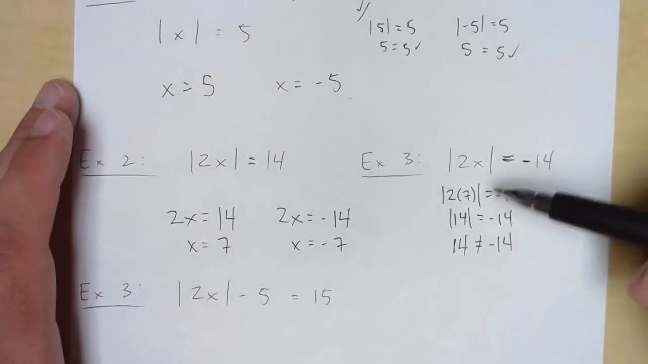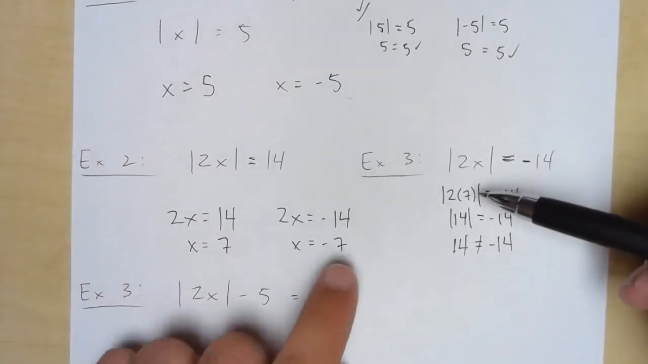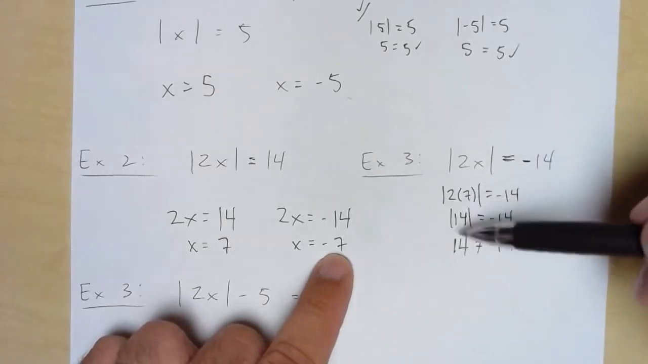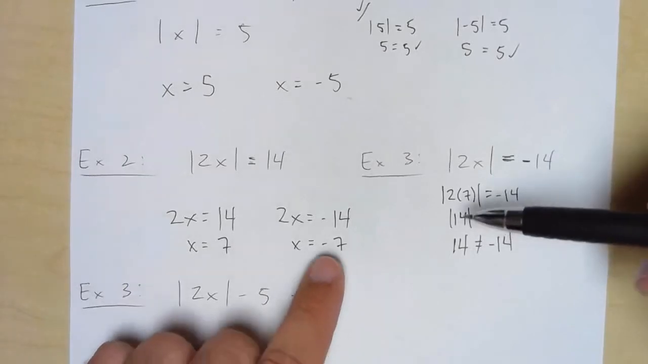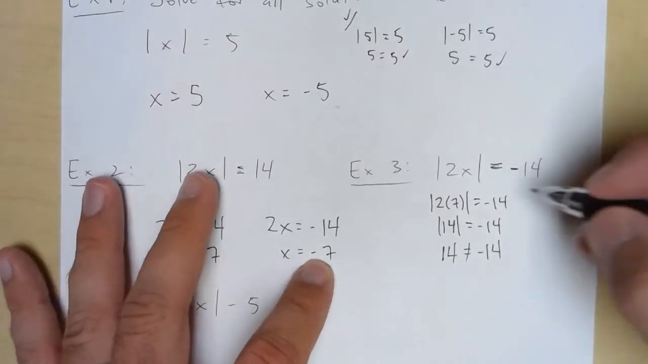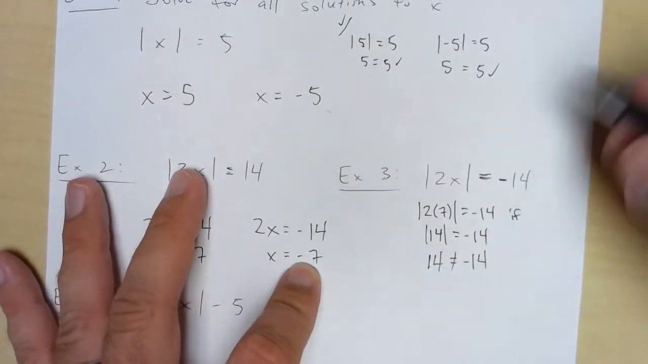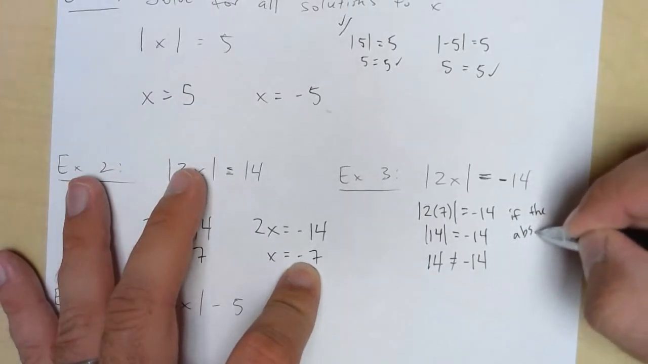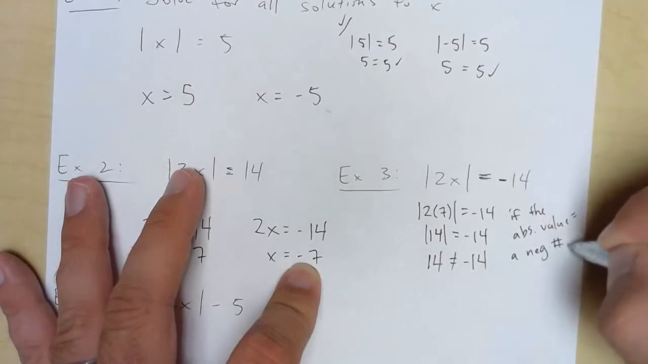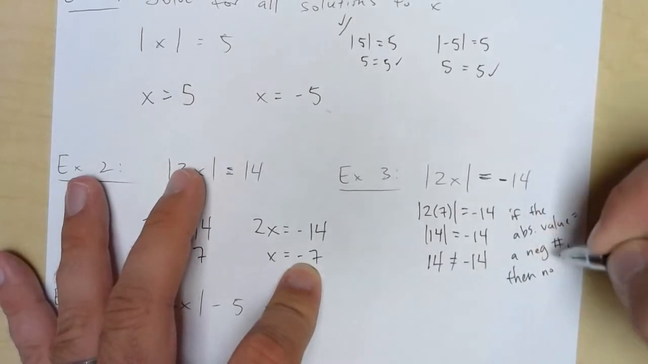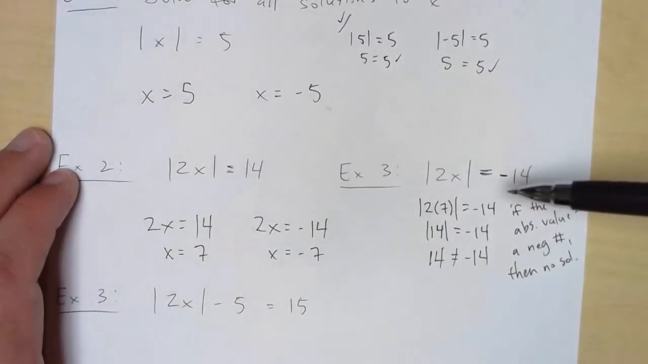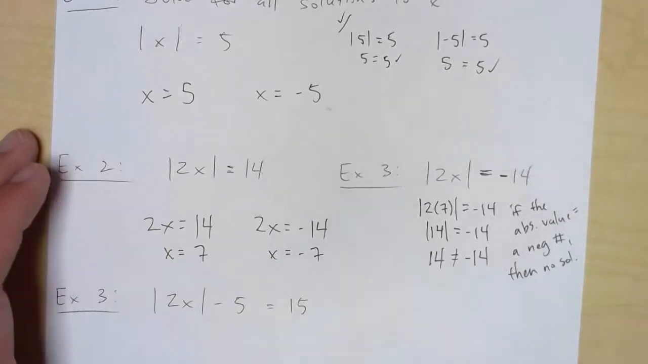And likewise, when you plug in negative 7, you're going to have almost the exact same thing. You have 2 times negative 7 is going to be negative 14. The absolute value of negative 14 is 14 units still away from 0, so you're going to end up with the exact same statement. So what we can say is if the absolute value equals a negative number, then no solutions. Because you can never, ever have an absolute value that equals a negative. It's never going to happen.